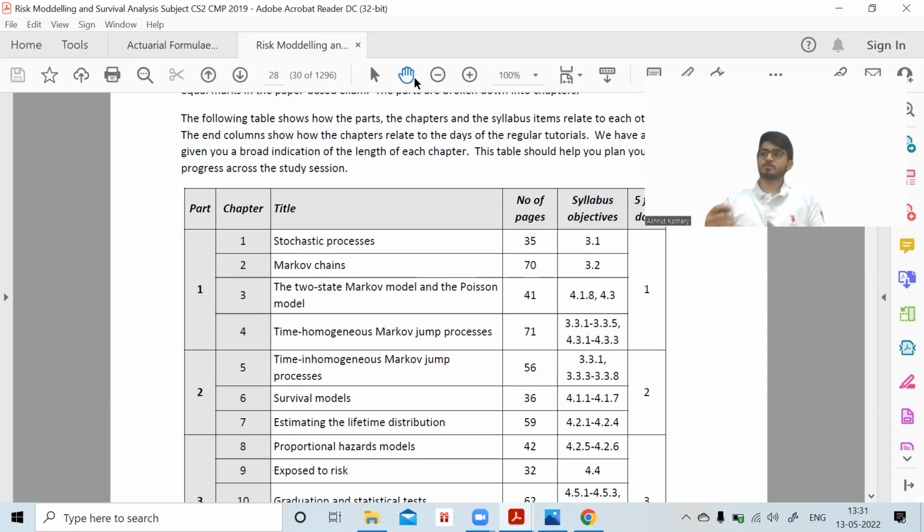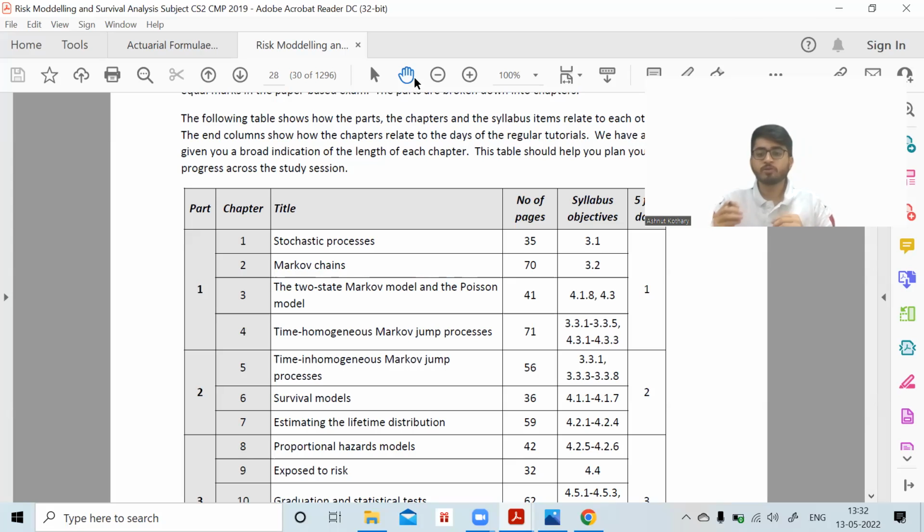In chapters 4 and 5, students get difficulty in Markov jump processes because they involve a lot of rigorous mathematics, be it solving integrations, solving differential equations, or using certain other mathematical or statistical methods. That is where students generally tend to struggle. So this is the part where I would say students generally struggle in this entire paper.